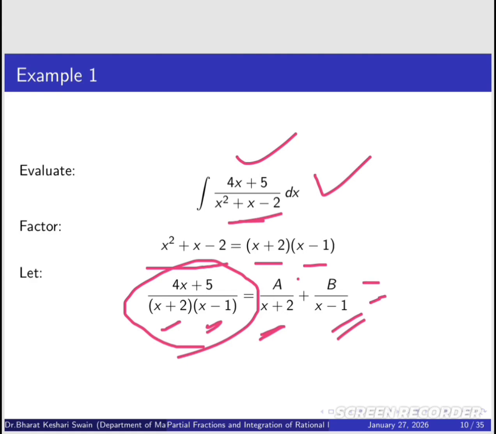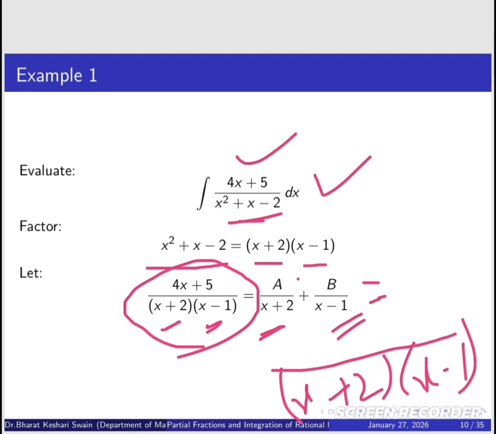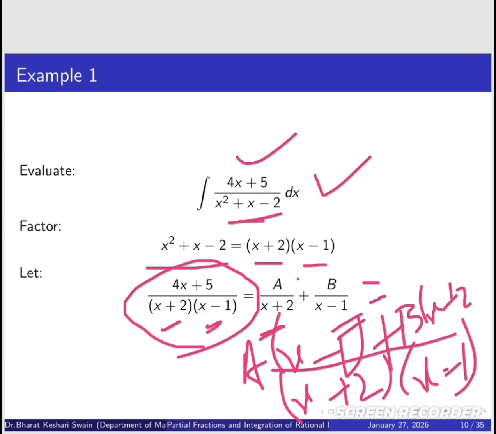After writing this, just add it. And what will be this? What is your LCM? LCM is (x plus 2) into (x minus 1). And in your numerator, it will be what? A into (x minus 1) plus B into (x plus 2). B into (x plus 2). Clear?